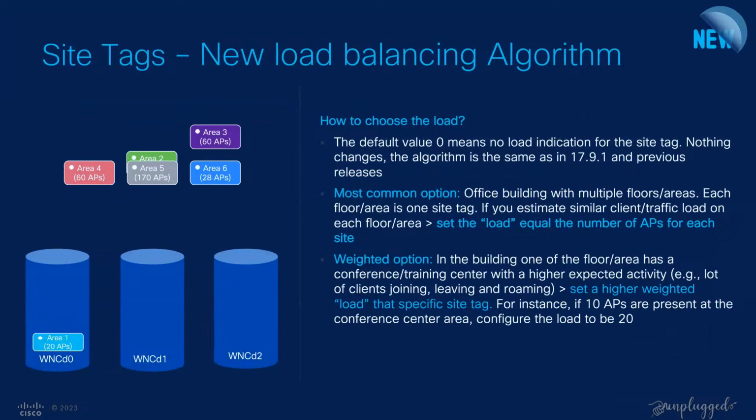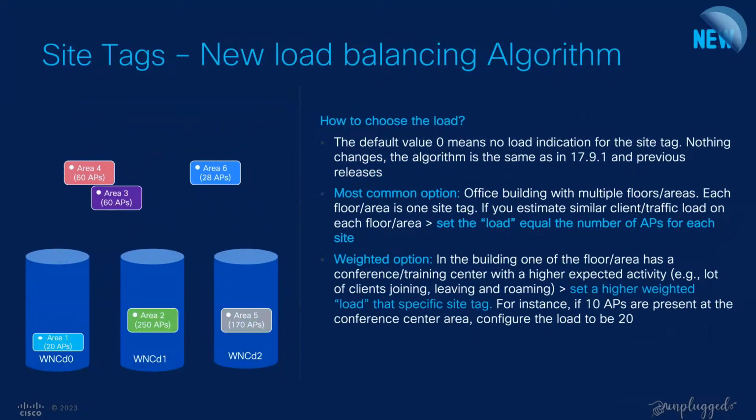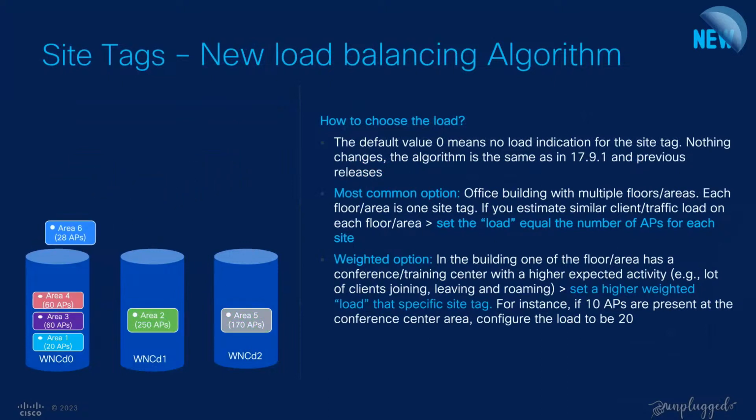So if you look at the difference, it starts to move these site tags into different WNCD processes. So in the end, we end up with something that's balanced. So this is pretty balanced. Obviously, you have one big site in there, but now it is a much more balanced scenario.